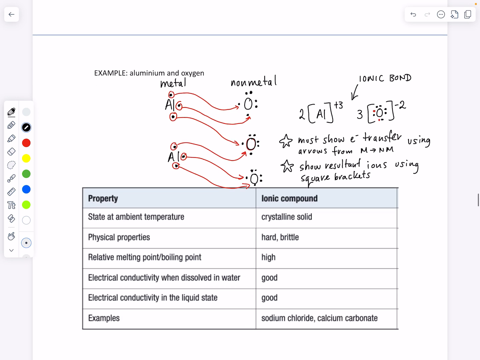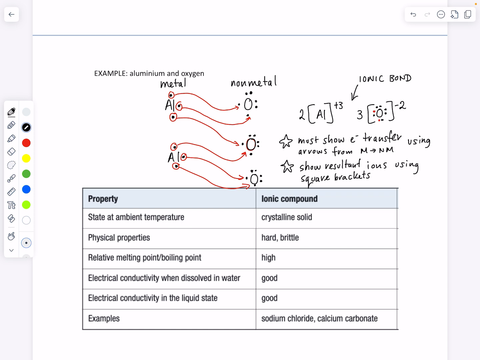In general, at ambient room temperature, ionic compounds are crystalline in shape and solid in state. They're hard and brittle. They have high melting points and high boiling points. They are good conductors of electricity when dissolved in water and good conductors of electricity in the liquid state. Common examples of ionic compounds include sodium chloride and calcium carbonate.